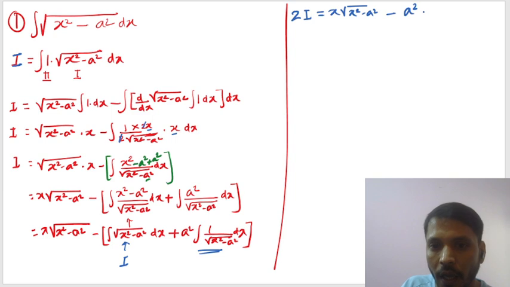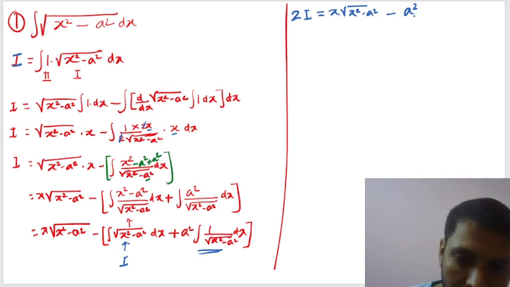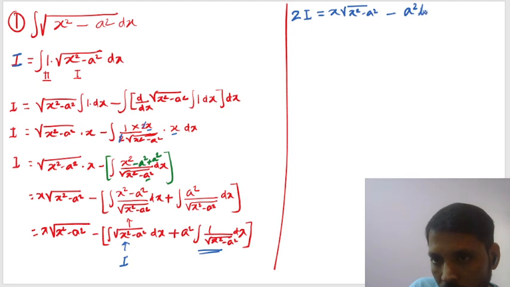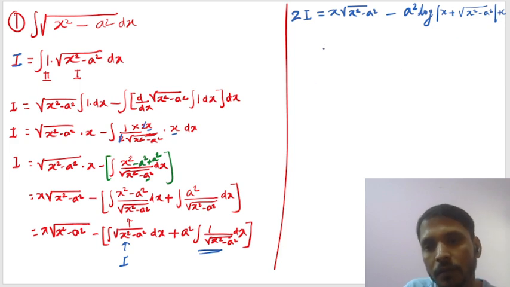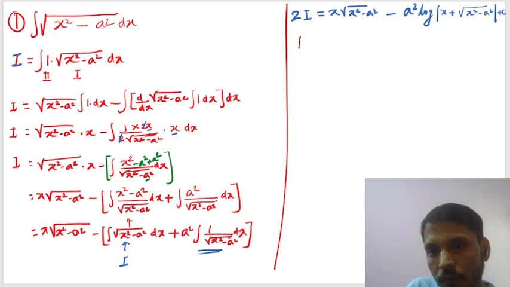So a square, and what is the integration of 1 upon under root of x square minus a square? We know the integration of this. This is equal to log mod x plus under root of x square minus a square, because already we have learned this, and at last plus c we are adding, right? But here we have the values of 2I, but we want the value of just I. So finally, what can we say I is equal to?